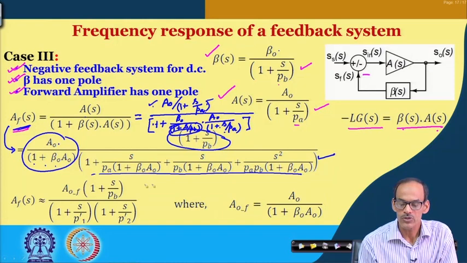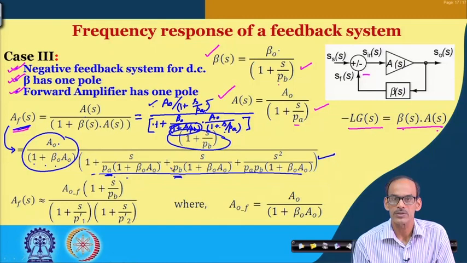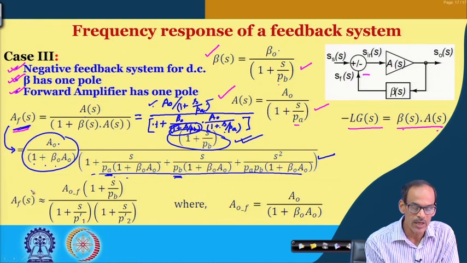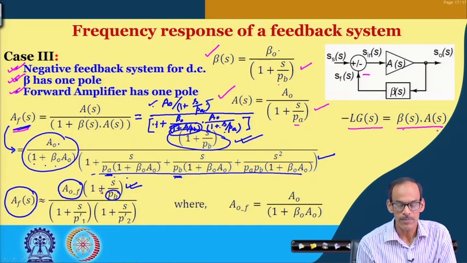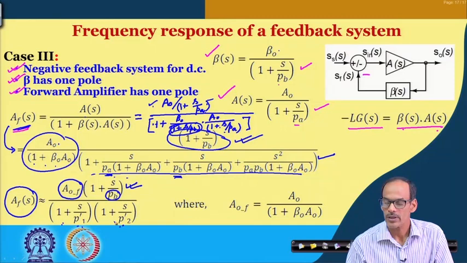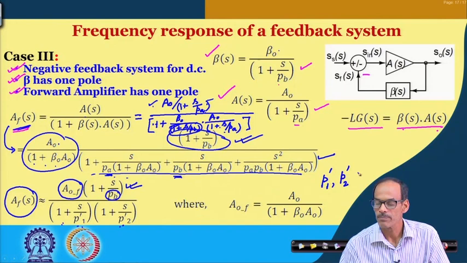So, depending on the location of PA and PB, what we have discussed for case 2A and 2B, they may create real poles or maybe complex conjugate poles. In addition to that, we have a 0 here. So, I can say that AF has a frequency independent part, it has this factor representing a 0 at PB, and then it has two poles called P1 dashed and P2 dashed. And as I said, P1 dashed and P2 dashed can be obtained by the same method we used for case 2A and 2B. So, I am not going to repeat that. That part you can see here.